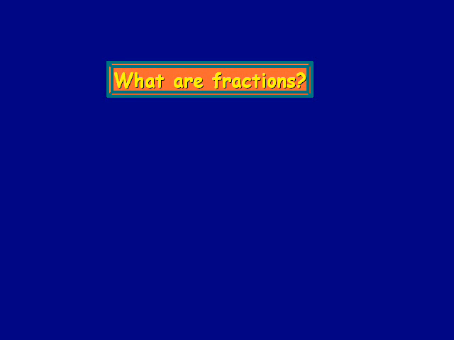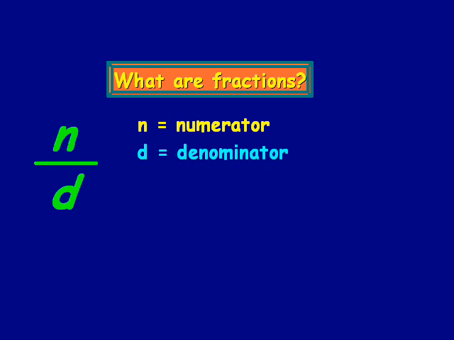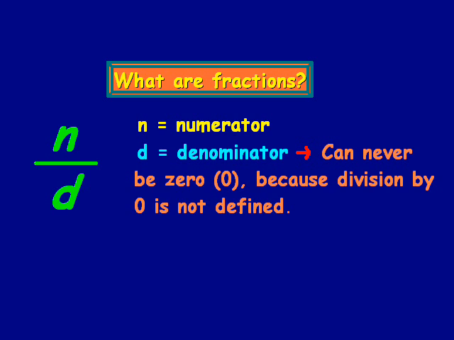With fractions, we start out with n and put that up top and then divide that by d, where n is the numerator and d is the denominator. Now, with the denominator, it can never be 0, and that is because division by 0 is not defined. In other words, we can never divide something by 0. D cannot be 0. You can't divide something by 0.